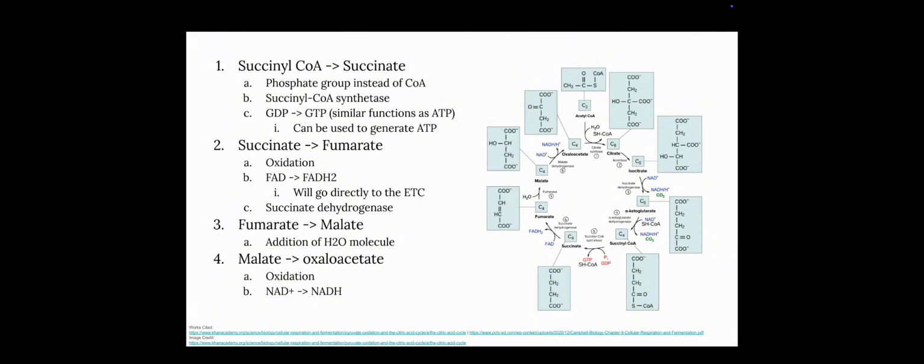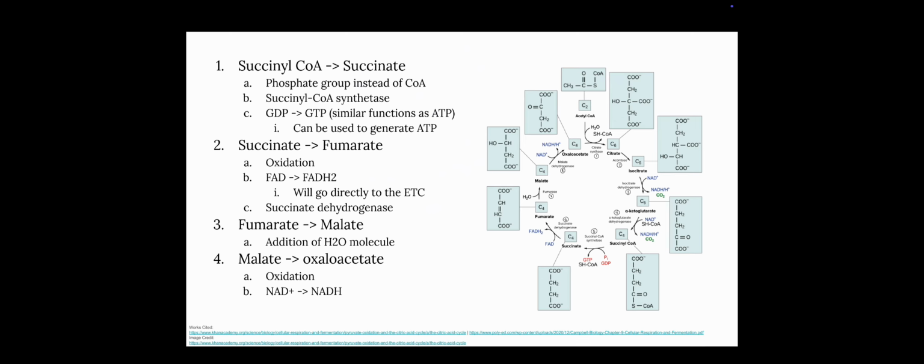Succinyl-CoA becomes succinate after a phosphate group replaces the CoA, which then also changes GDP to GTP. GTP functions similar to ATP. It stands for guanine triphosphate, and it can also be used to generate ATP later. Succinate then becomes fumarate, and FAD becomes FADH2. These will come back later in the 3rd stage of respiration.